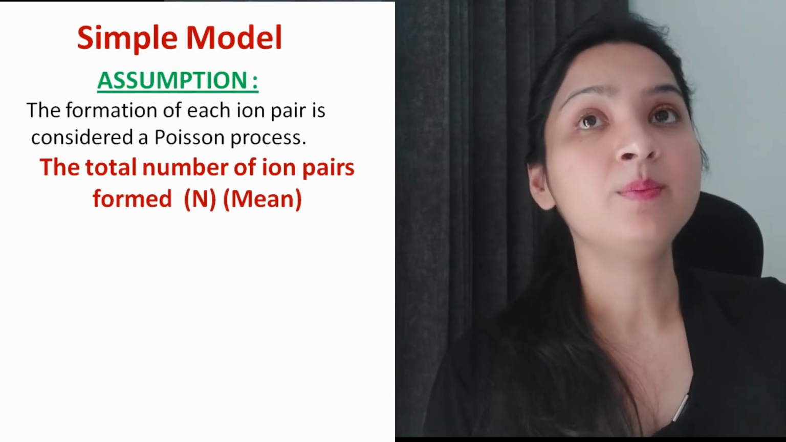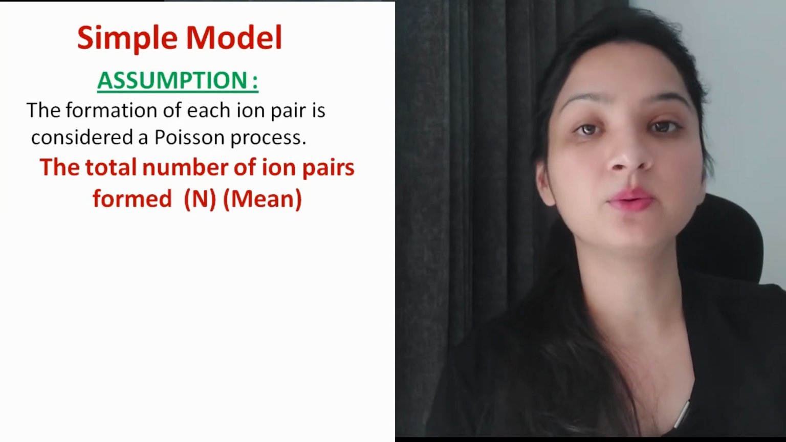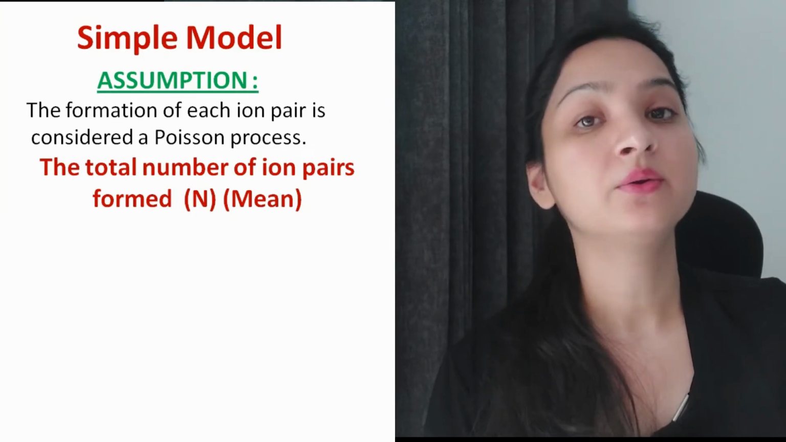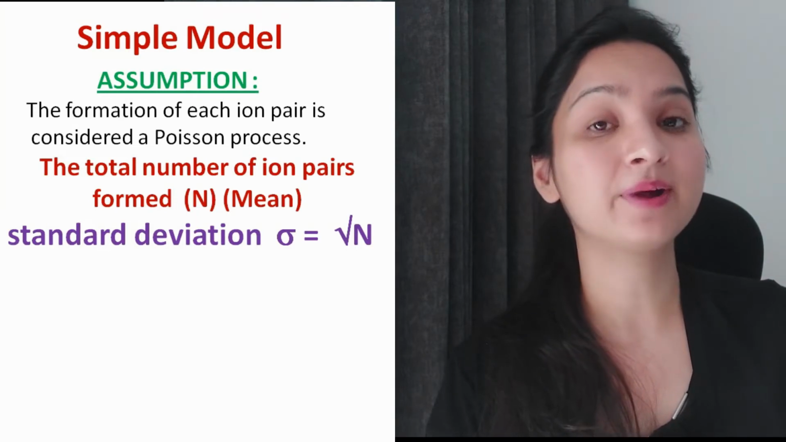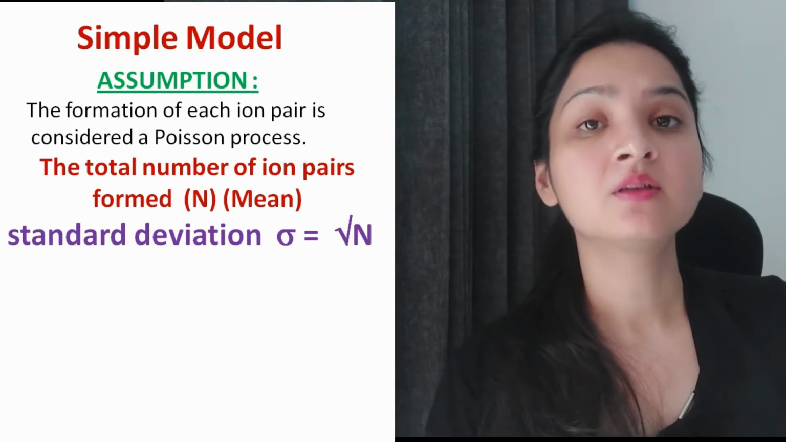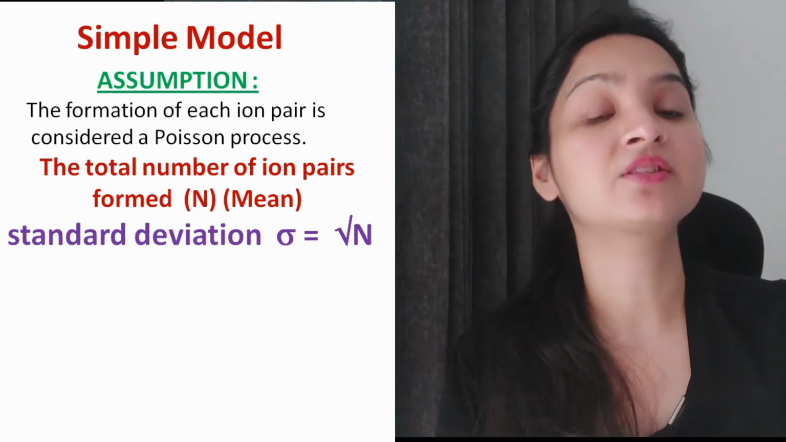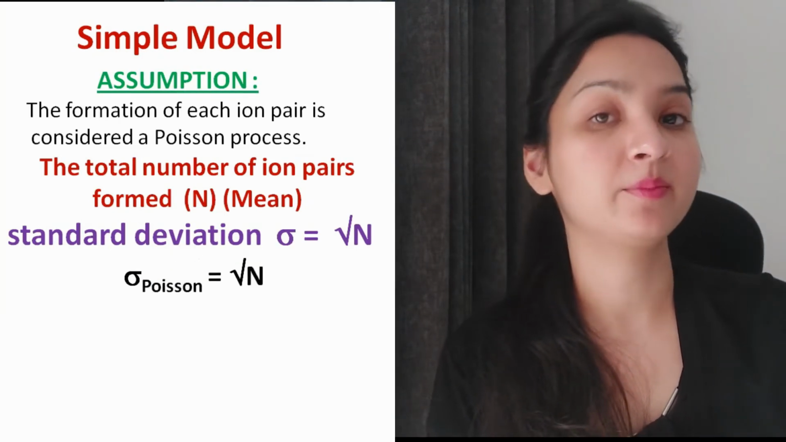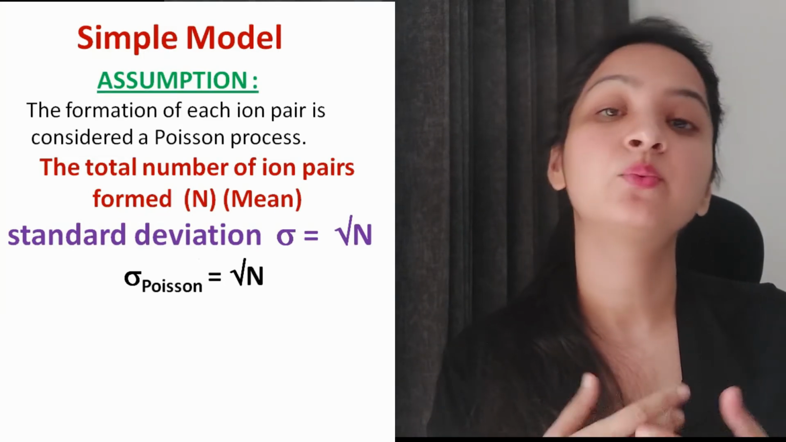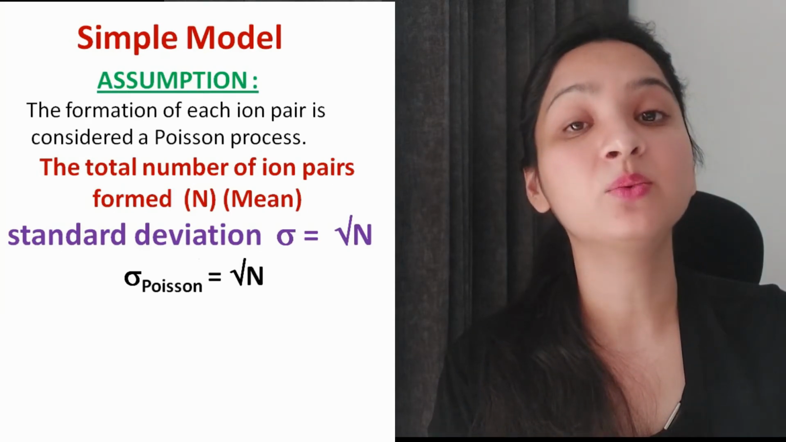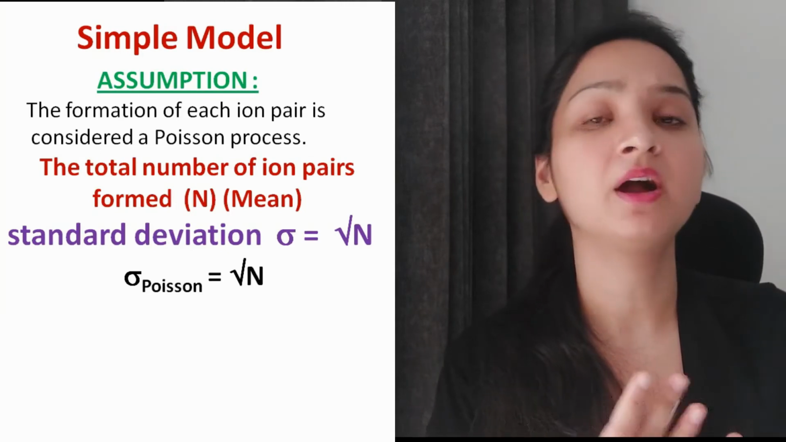After that, this Poisson distribution will have some standard deviation. What will the standard deviation be? Root of mean. For the Poisson distribution, you know that standard deviation is nothing but the square root of this mean. So sigma will be under root n. And this is nothing but the fluctuation in this mean number of ion pairs produced. So if you believe in this simplified model, sigma, which is equal to the fluctuations, will be under root n.